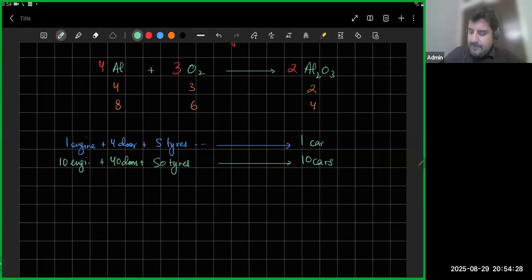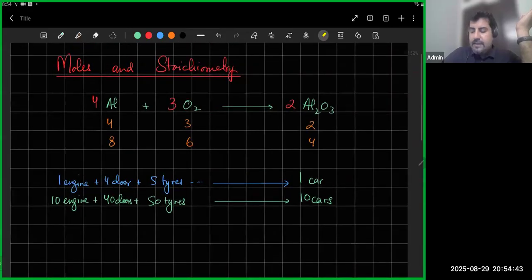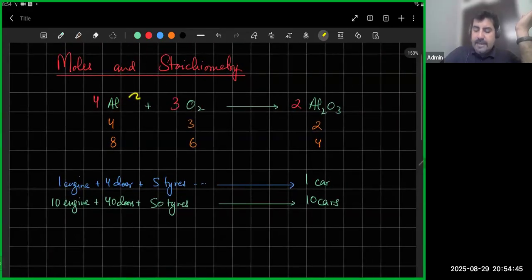So the point is, whenever you make or produce something, there's a recipe involved. That recipe has a certain ratio in which things are added together. It's your cooking recipe, and that ratio is extremely important. What your balanced equation tells you is exactly that ratio, 4:3:2. So whatever quantity you take, the ratio would remain exactly the same.